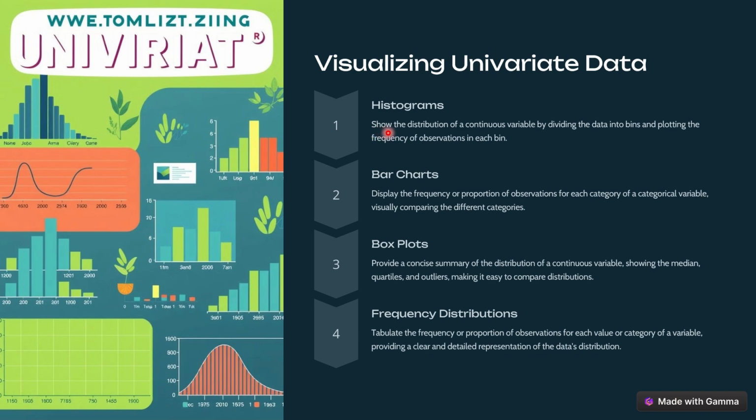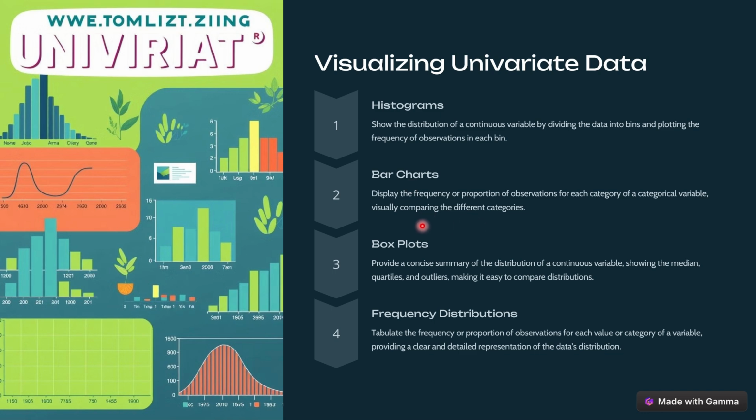Histogram. A histogram is a graphical representation of the distribution of a continuous variable. It divides the data into bins and shows how many observations fall into each bin. This helps you to see the shape of the data, whether it is skewed, normal, or has multiple peaks.